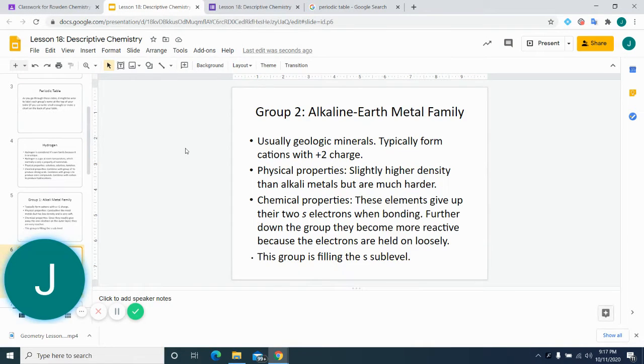Okay, moving on, group 2 are the alkaline earth metals. These typically form a cation with a +2 charge. They have a slightly higher density than alkali metals, but they're much harder. And they give up their 2 S electrons when bonded. So when they bond, they lose the 2 S sublevel electrons. So they are filling up the S sublevel. They have 2 in the S sublevel.